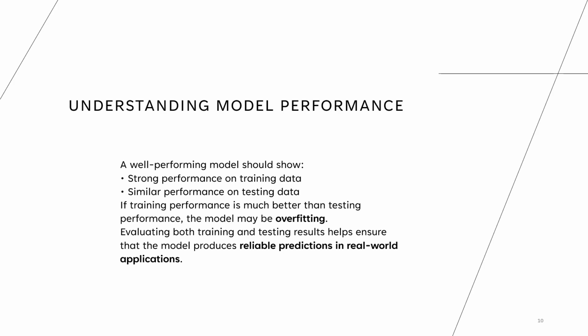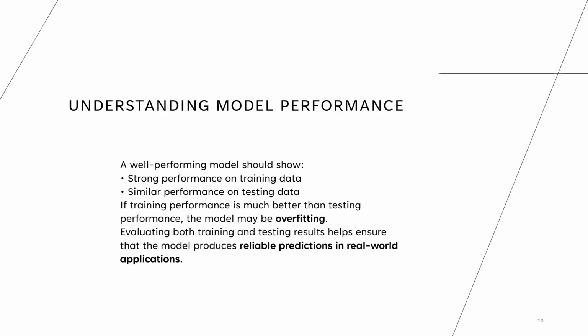However, if the model performs extremely well on the training data but much worse on the testing data, this is often a sign of overfitting. In that situation, the model has memorized the training examples rather than learning patterns that generalize to new data.